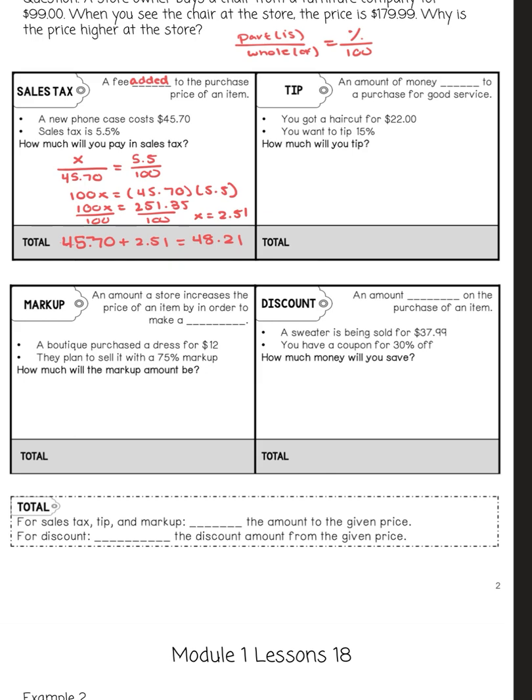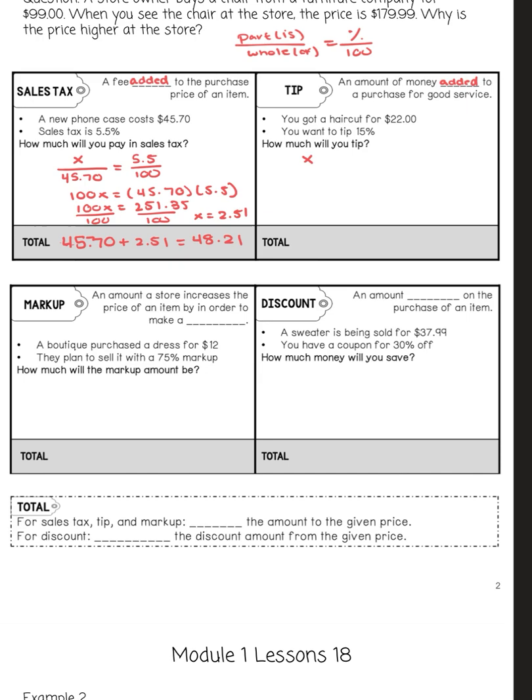All right, so looking at the next example, tip. Tip is an amount of money added, along with sales tax, to the purchase for goods and services. Think about when you go to a restaurant. Here it's using an example of getting a haircut or getting your hair done. You add a tip. It says you got a haircut for $22. You want to tip 15%. How much are you going to tip?